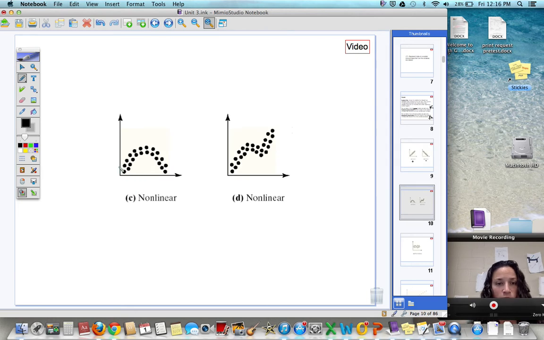This is nonlinear. We can't draw a straight line at all through this. It would be a curve. Again, with this one, it looks like it would be a straight line, but then we have to come down and back up. So these would both be nonlinear correlations.